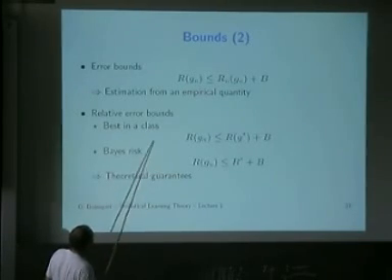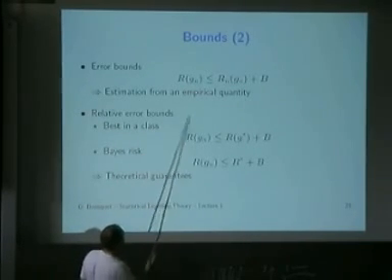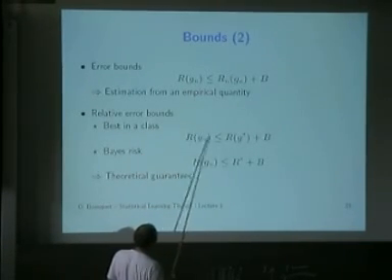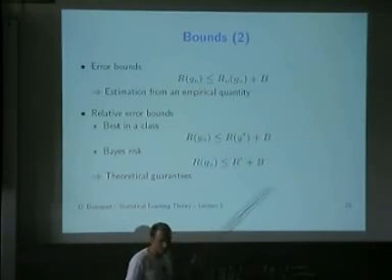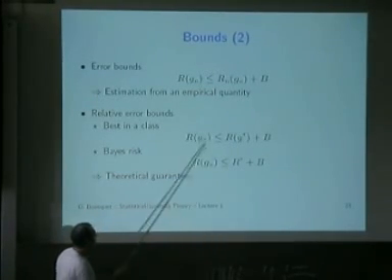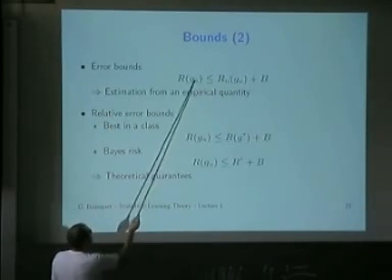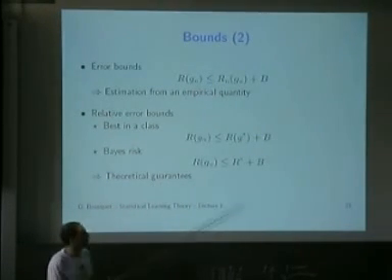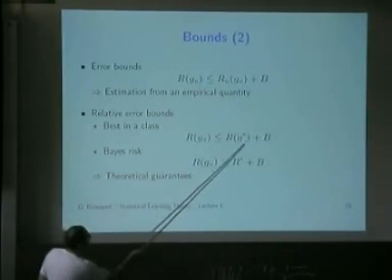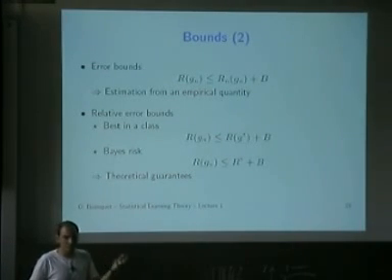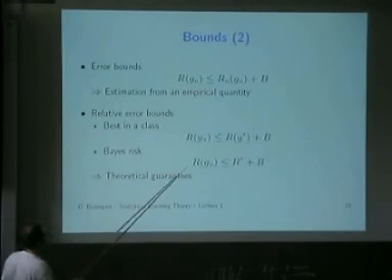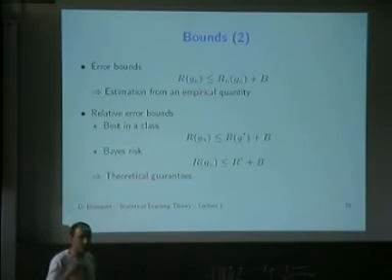And we can have different types of bounds which relate the risk of Gn to the best in the class, for example, or the risk of Gn to the absolute best, the Bayes classifier. This bound will give us a way to estimate the risk. We don't know these quantities, so we cannot use them to really measure the risk, but we can use them to have theoretical guarantees on the behavior of our algorithm.